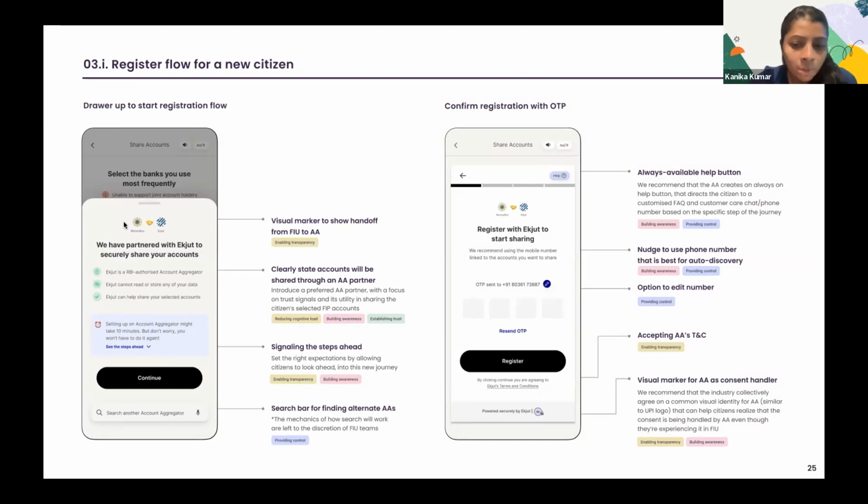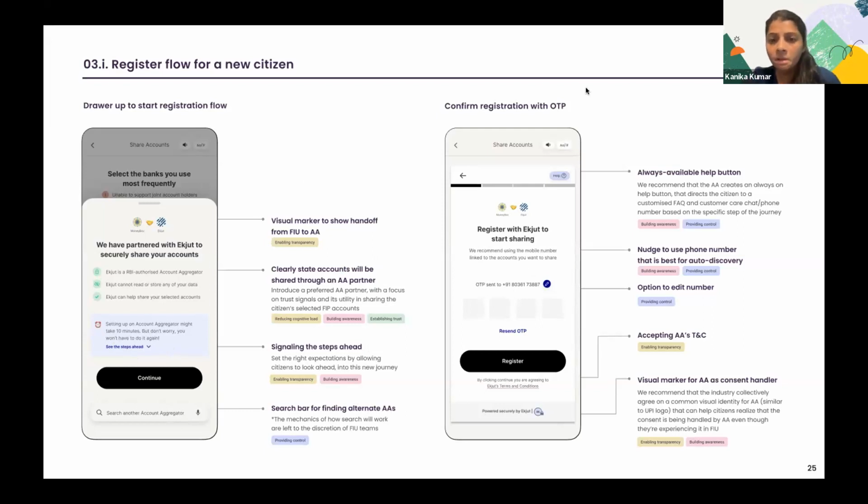And so here, the big thing that we recommend is showing and visually marking that there is a handoff from the FIU to the AA, and providing some more credibility or stamp of approval from the FIU that the AA they're being transferred to is one that they recommend, is a preferred partner or a partner that they can credibly back. It's also a good idea here to maybe set some expectation of what's to come. This is so that people know what to expect, and there are no frustrations if it's taking longer than they expected it to take.